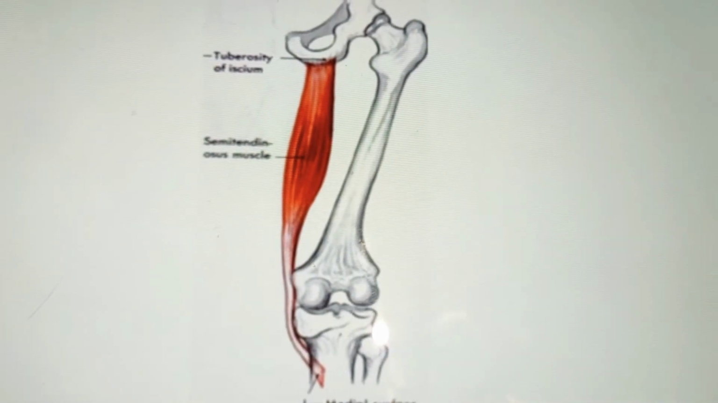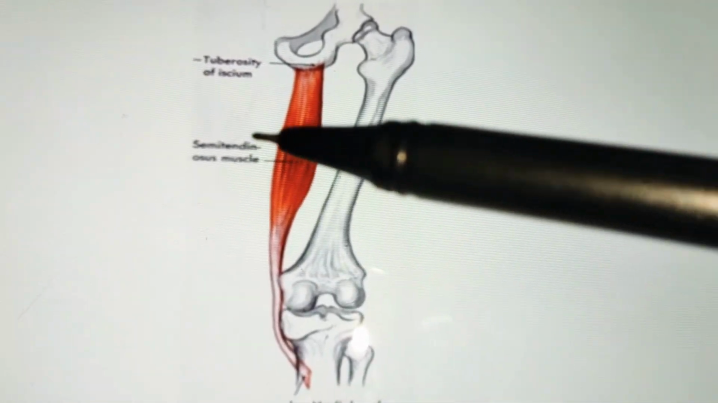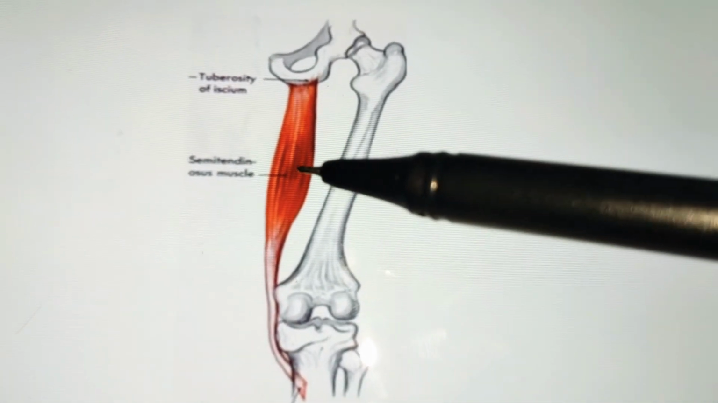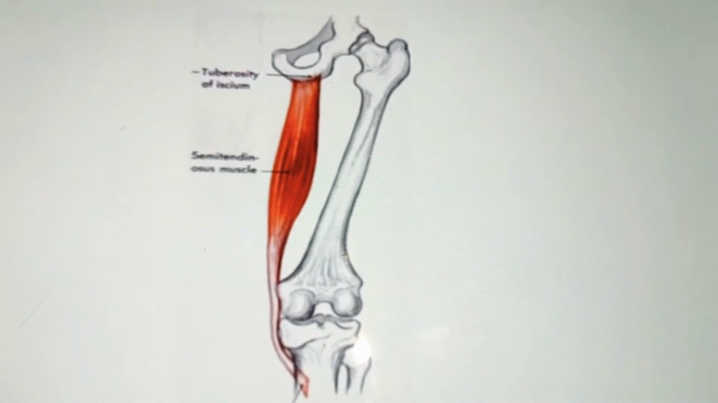Now let us discuss the semitendinosus muscle. You can see here this is the semitendinosus muscle. The name itself means semitendon, because it is half tendon and half fleshy. So the fleshy part is proximal and the tendon part is distal.